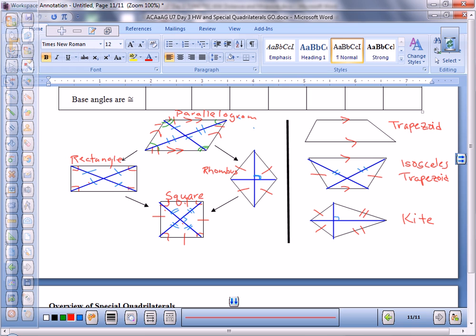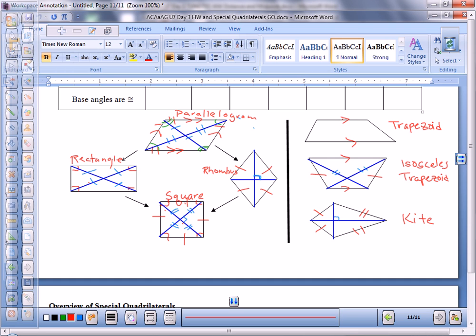Okay, and the diagonals of a parallelogram bisect each other. So I changed the color instead of putting 3 and 4 tick marks. This diagonal is bisected where the other diagonal intersects it. So this segment is congruent to this segment. This diagonal is also bisected. So this segment is congruent to that segment.